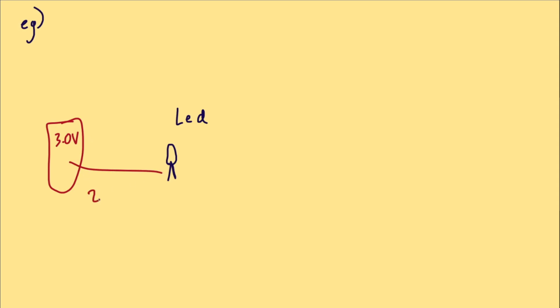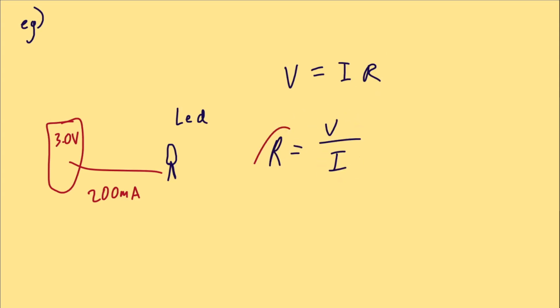This is a quick example problem. You have an LED light that looks like this. From a 3 volt power supply, this LED is sucking up 200 milliamps of current. What is the resistance of this? Look at Ohm's law, V = IR. We can isolate resistance and use this version of the formula: voltage divided by current gives us R.